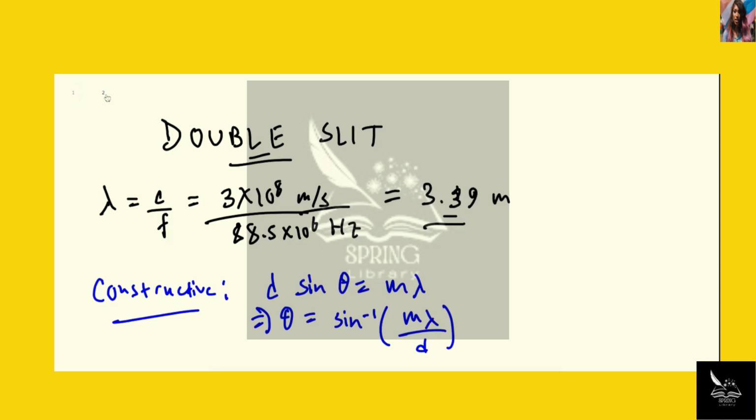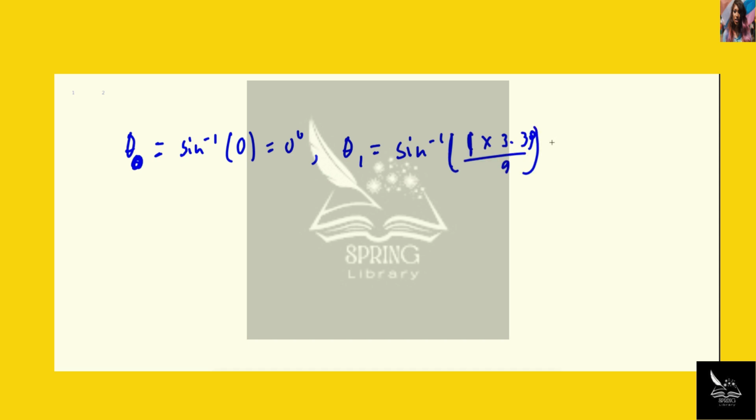And so we try out different values of m to see what thetas we get. That's the idea here. For m equals 0, theta 0, we have arc sine of 0, and so that's 0 degrees. Theta 1, you have arc sine of 1 times 3.39 over 9, and so this gives us 22 degrees. For theta 2, arc sine of 2 times 3.39 over 9, this gives us 49 degrees.